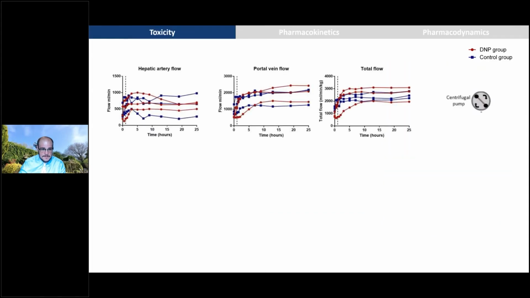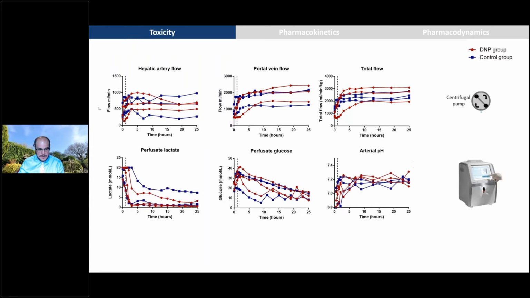And so we started looking at toxicity at some of the physiological parameters I mentioned, seeing if you see reductions in flow throughout the organs. And we could see with the red, I believe, being the DNP group, that everything is roughly the same between groups over time.